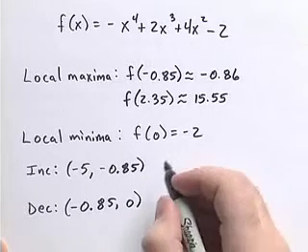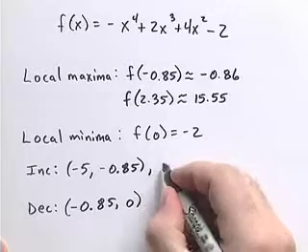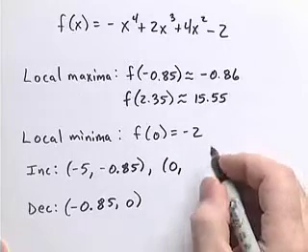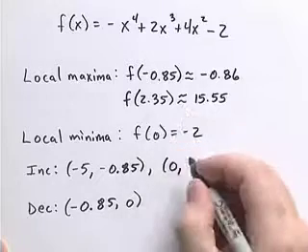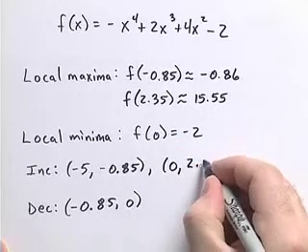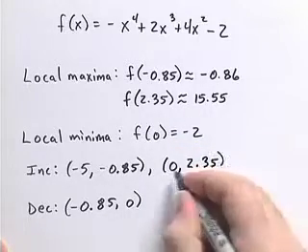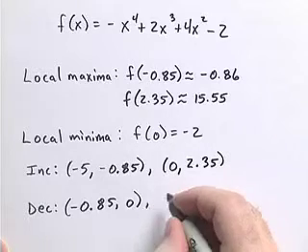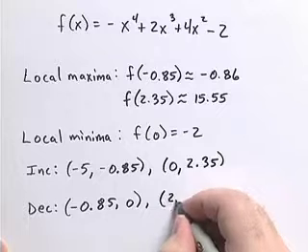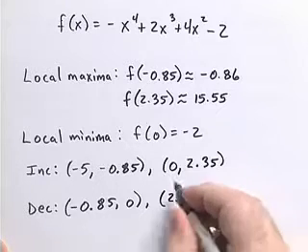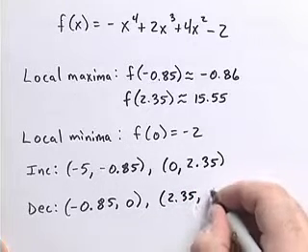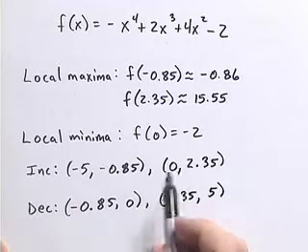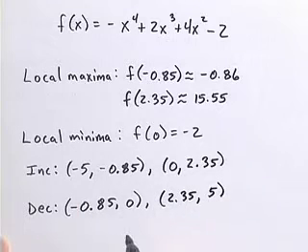Once we hit the minimum, the function starts to increase again. So the function's increasing until it hits the next maximum. That occurred at 2.35. The function is also increasing on this interval. Once we hit that maximum, the function started to decrease. And it continued to decrease until the end of our bound, which was at positive 5. So we have two intervals where the function was increasing and two intervals where the function was decreasing.